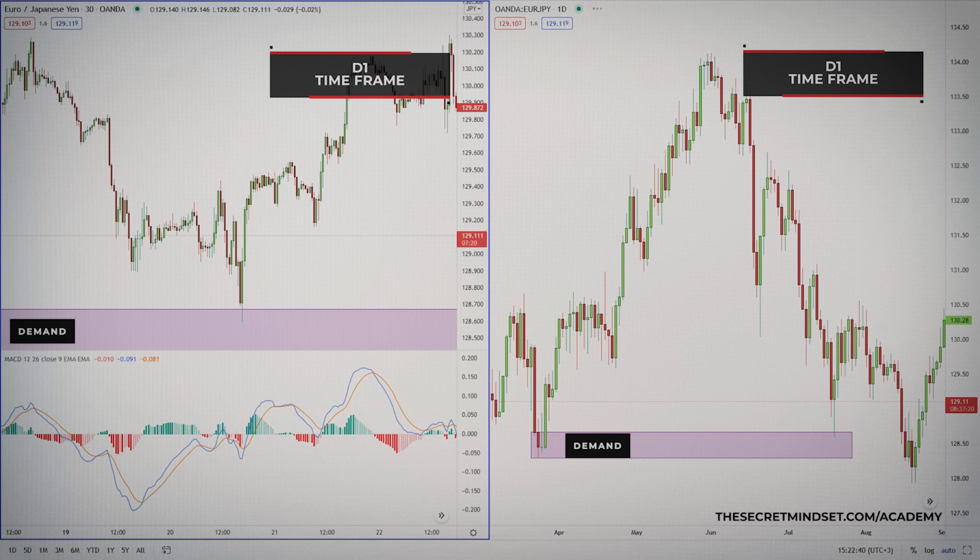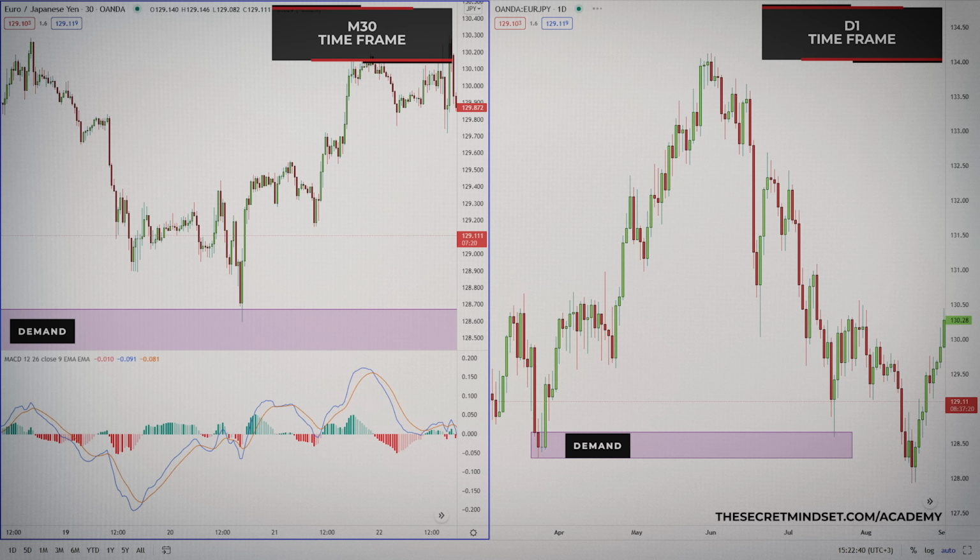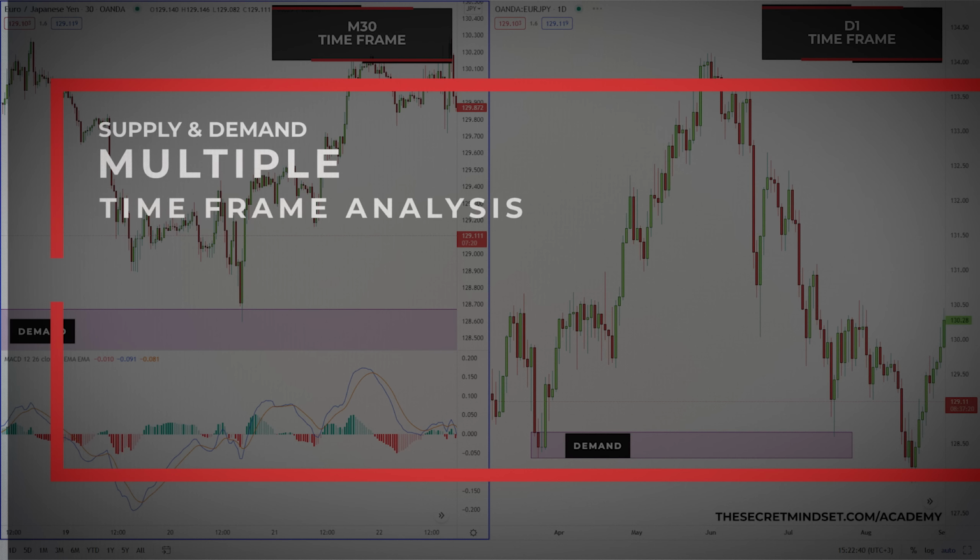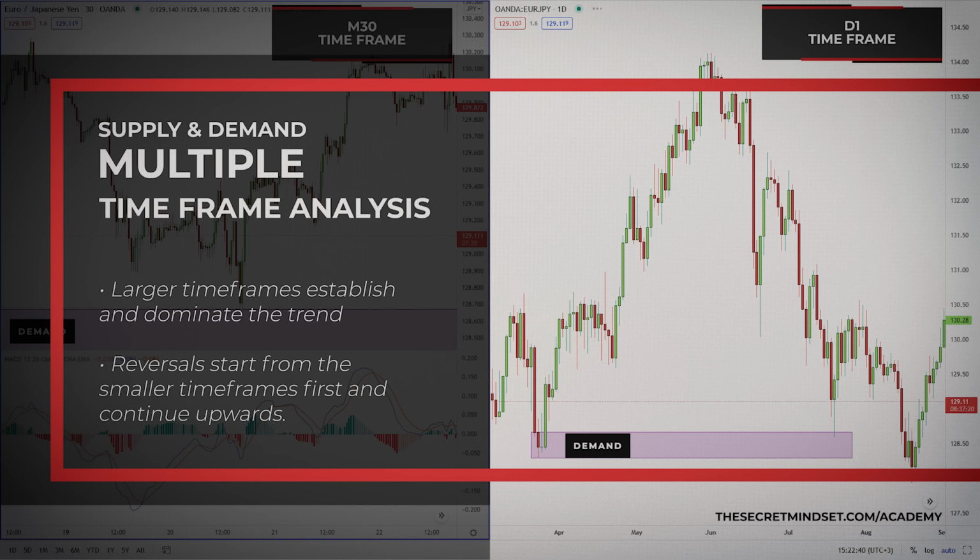Here we have a demand zone on the Euro-Yen on a daily time frame. When using MACD divergences with supply and demand zones, I use a multiple time frame approach. There are two major rules for a multiple time frame analysis. Larger time frames establish and dominate the trend, and reversals start from the smaller time frames and continue upwards.